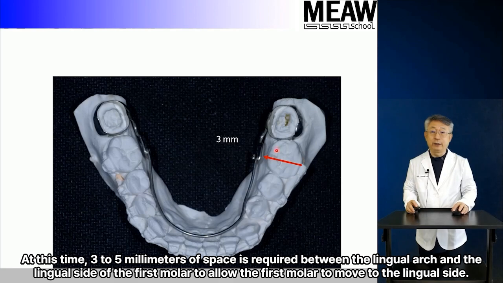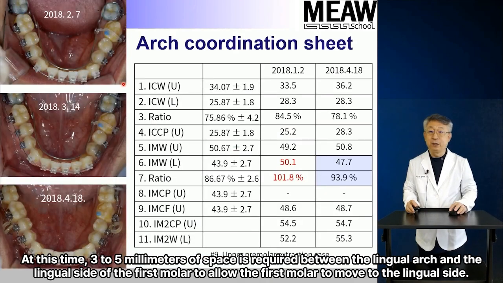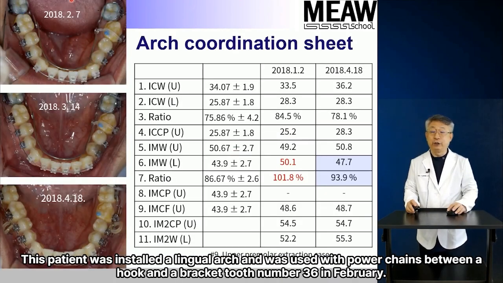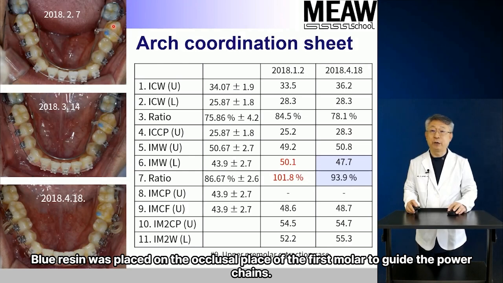At this time, 3 to 5 millimeters of space is required between the lingual arch and the lingual side of the first molar to allow the first molar to move to the lingual side. This patient had a lingual arch installed, and power chains were used between a hook and a bracket on tooth number 36 in February. Blue resin was placed on the occlusal surface of the first molar to guide the power chains.